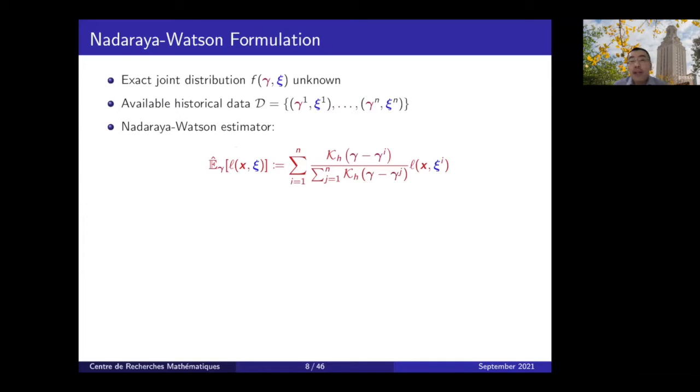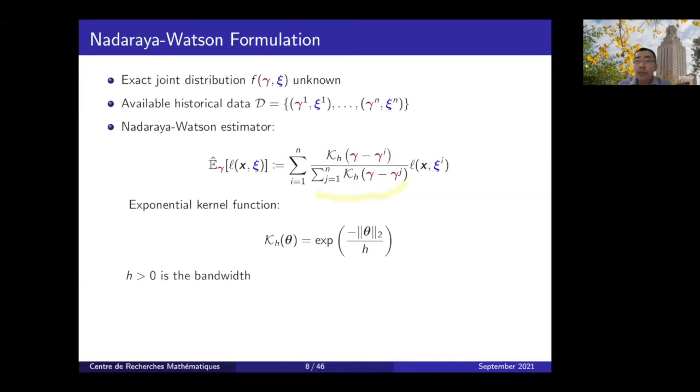Okay, so to obtain a data-driven empirical estimate of the conditional expectation, we utilize this Nadaraya-Watson estimator, which is a technique from non-parametric kernel regression that approximates the conditional expectation in terms of a weighted combination of the loss function values associated with the samples in the training data set. So here, each sample i is assigned a weight that is equal to the normalized kernel value for that sample, so that samples that are close to the given gamma, the given side information, are assigned higher weights.